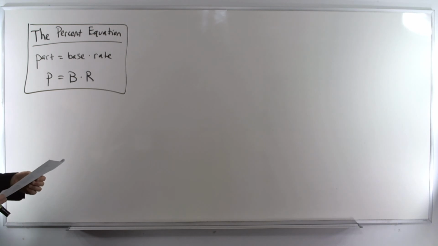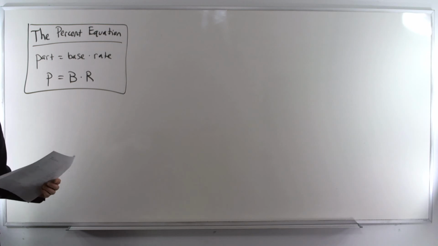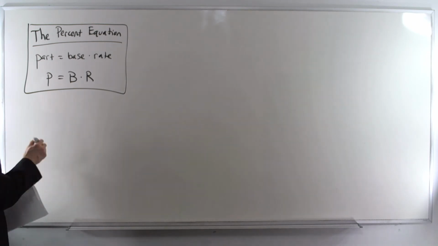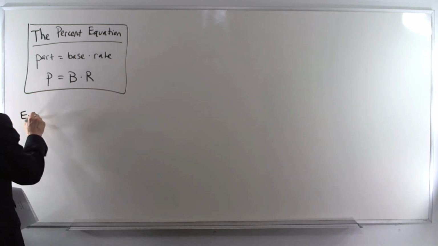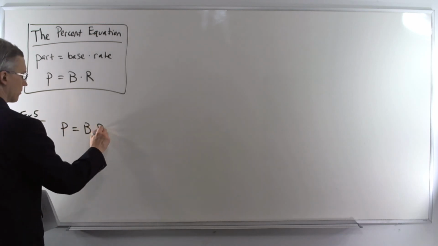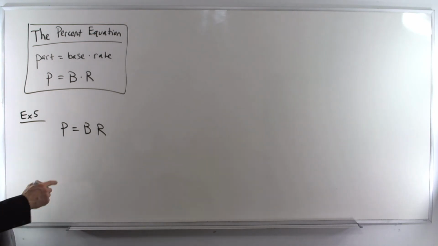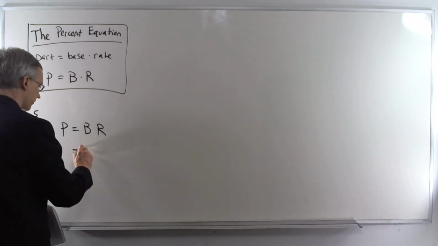So for example, number 5, the sales tax on a new guitar, which cost $500, is 6%. How much sales tax is paid? Well, $500 is the entire price of the guitar. That's the base. So our base is 500, so we'll plug in 500 for B.